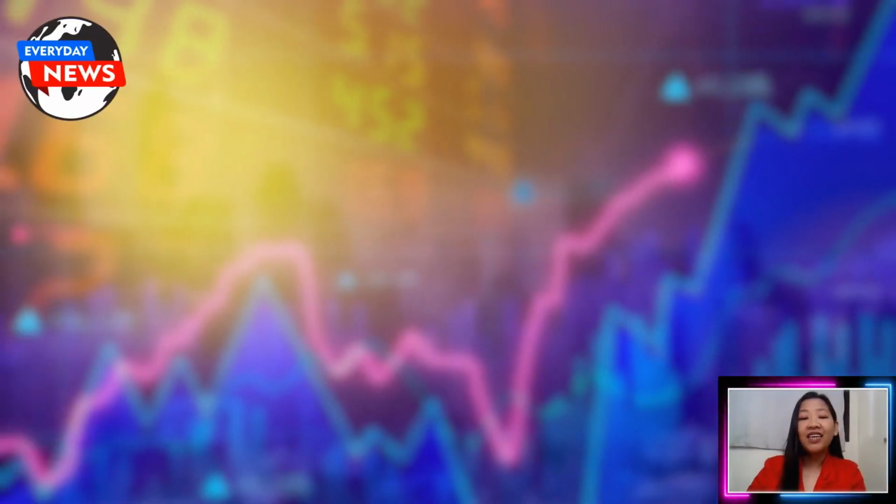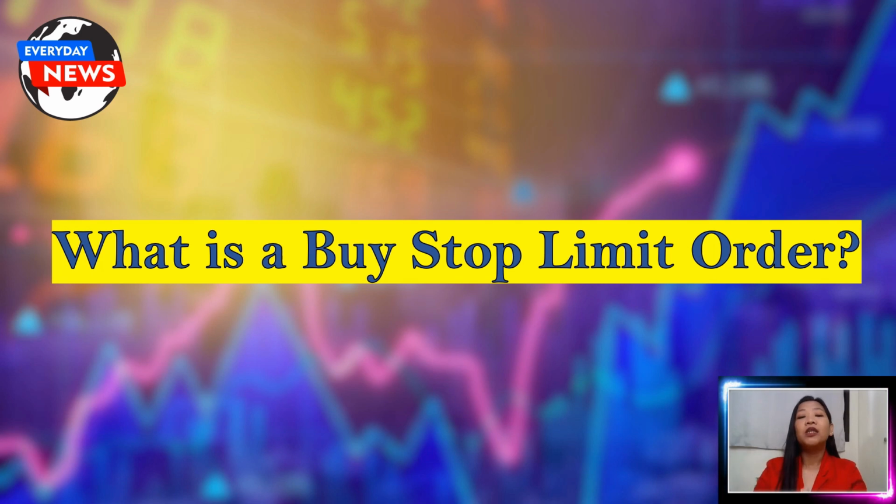So, what exactly is a buy stop limit order? Well, it's a type of order that combines the features of a buy stop order and a limit order. A buy stop order is an order to buy a currency pair at a price above the current market price. And a limit order is an order to buy or sell a currency pair at a specific price or better. With the buy stop limit order, you can set both the stop price and the limit price. The stop price is the price at which the order will be triggered, and the limit price is the maximum price you are willing to pay for the currency pair.